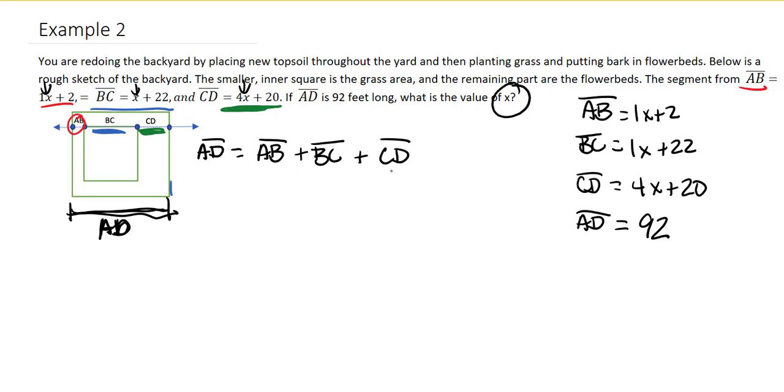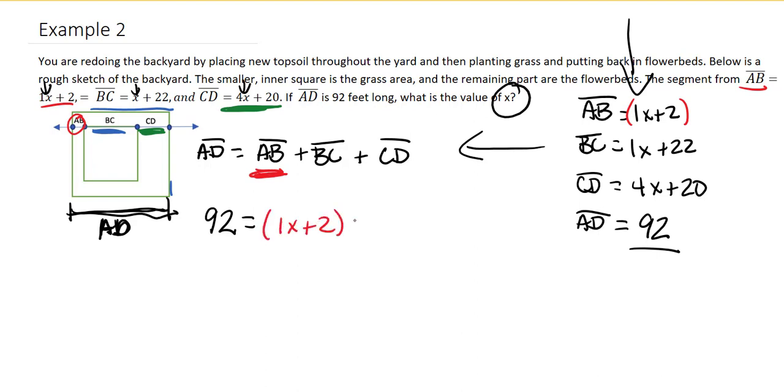And then what we can do is substitute all these into this. So let's do that. We're going to go AD, which is now 92. So all we're going to do is put 92 right there. That's it. Now we look at AB. Well, we're going to put this whole thing in for AB. So we have 1x plus 2, then plus, and we have BC. Well, BC is actually 1x plus 22.